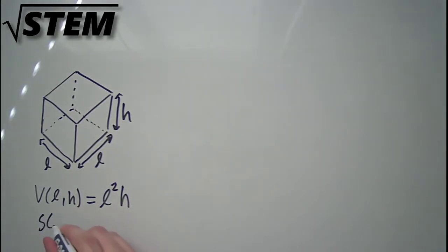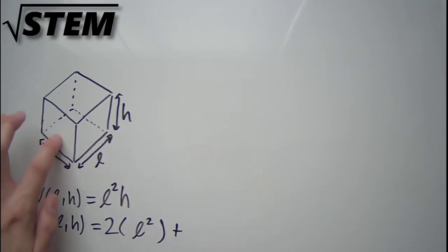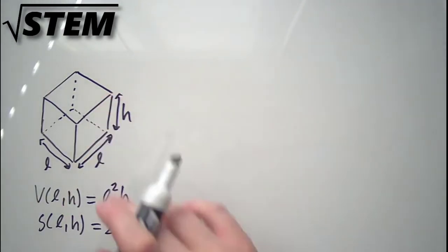Now for our surface area, we need to add up the area of all 6 sides of the prism. So we know that our top and bottom have the same dimensions, so we're going to have 2 of L times L, or L squared. And there are 4 faces which are equal to L times H.